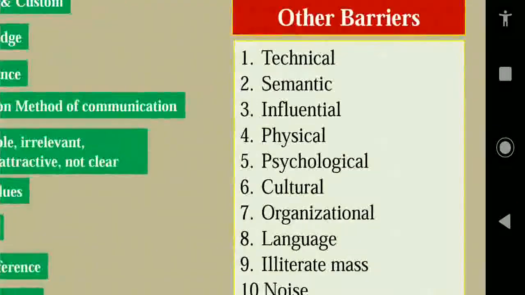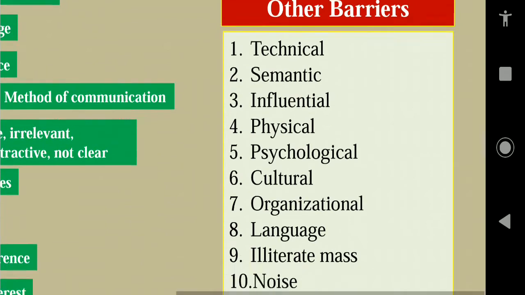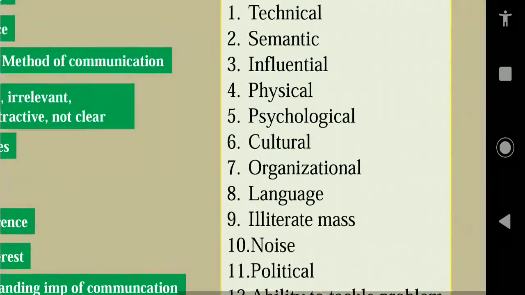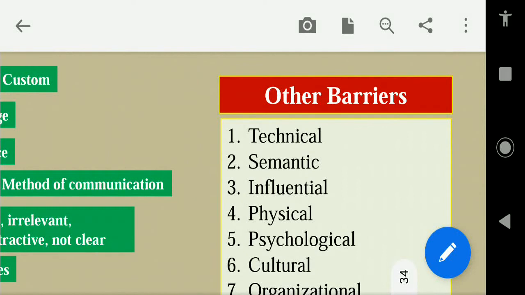Other barriers of communication. Some other barriers are here. First is technical, then semantic, then influential, physical, psychological, cultural, organizational, language, illiterate mass, noise, political, ability to tackle problem. What is a technical problem? Technical barriers are related to noise problems resulting from the inaccurate transmission and interpretation of the message. If the message is inaccurately transmitted and interpreted, then we can say that is a technical problem. Certain undesirable elements creeping into the process are responsible for this, such as a blurred picture, or error in transmission leading to distortion of the message.